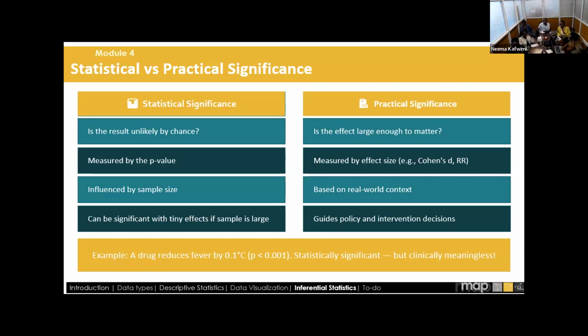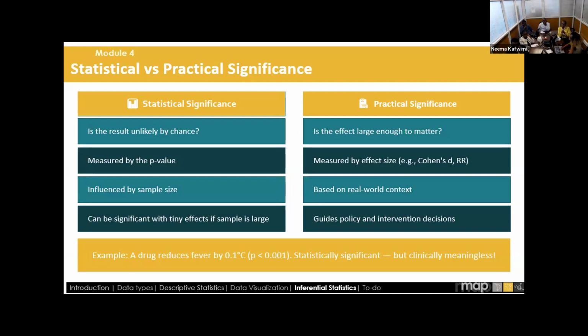Example: a drug reduces fever by 0.1 degrees centigrade, and the p-value is very significant, 0.001. So you might go out shouting that the results you found are significant, but is it practical? It's just a reduction of 0.1 degrees centigrade. So this is what we mean by statistical significance and practical significance. It can very well be statistically significant, but clinically it is meaningless. The effect is very small.